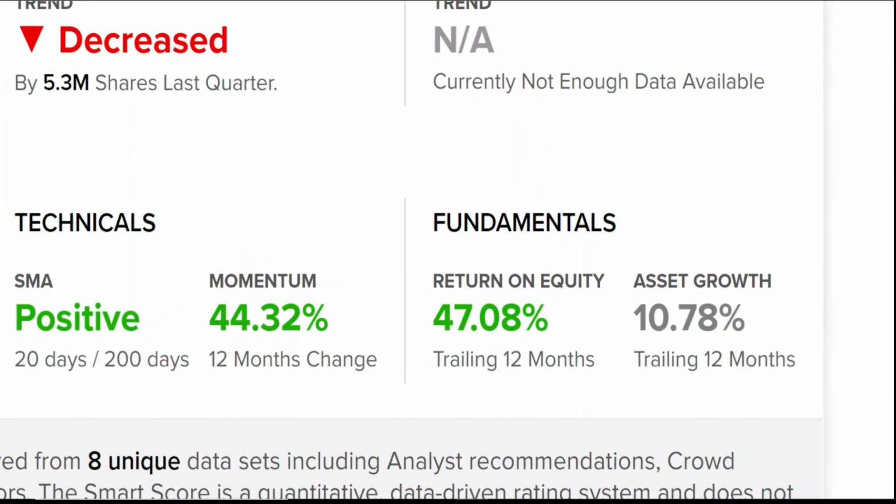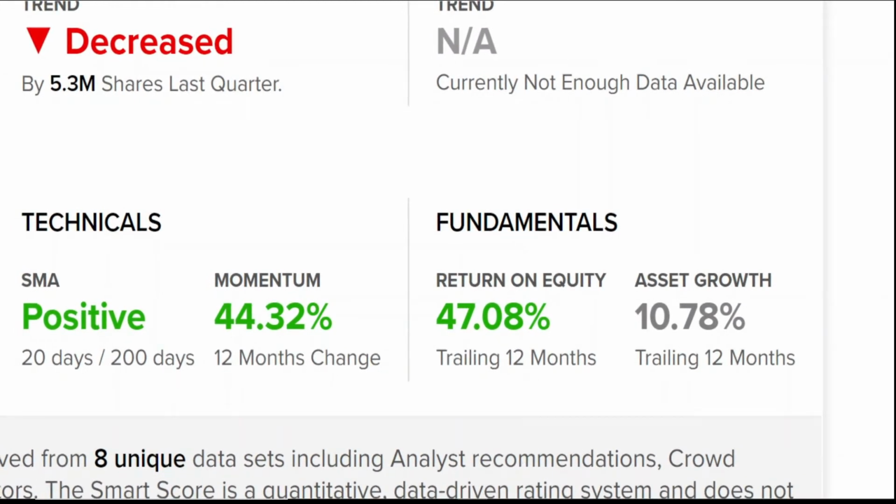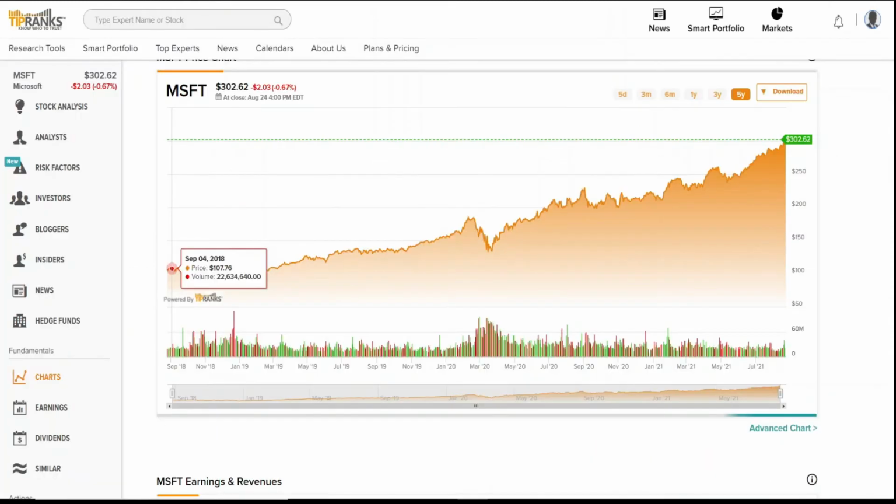And the return on equity is 47.08%, which I already talked about, that the ROE or return on equity has been quite good over the larger time frames and also over the shorter time frames. And let's have a look at the chart of Microsoft. Just look at the price, guys. It has just gone up and up and up. Over here in 2020, we did get a correction, but then it has just been on a steady rise.